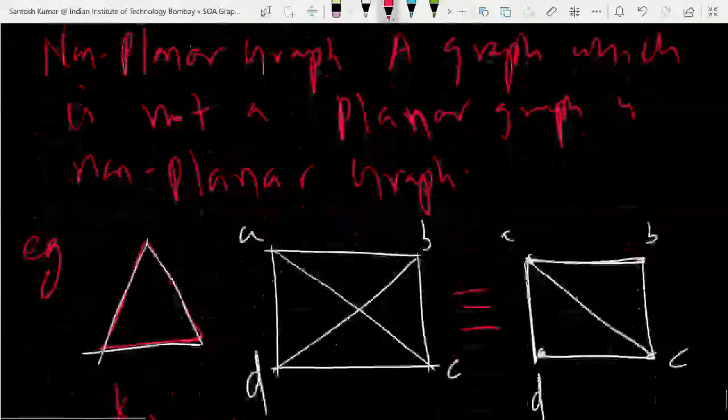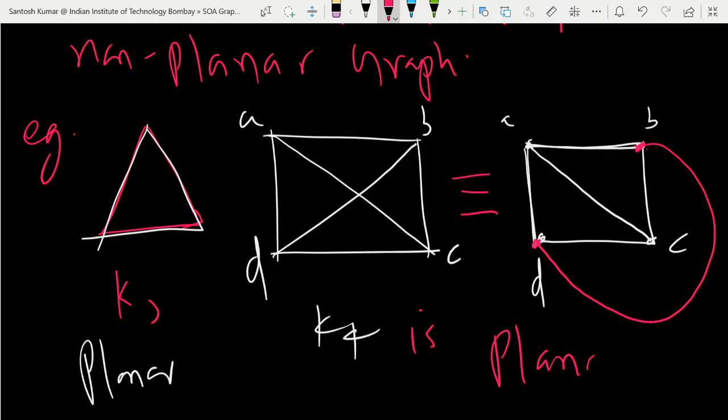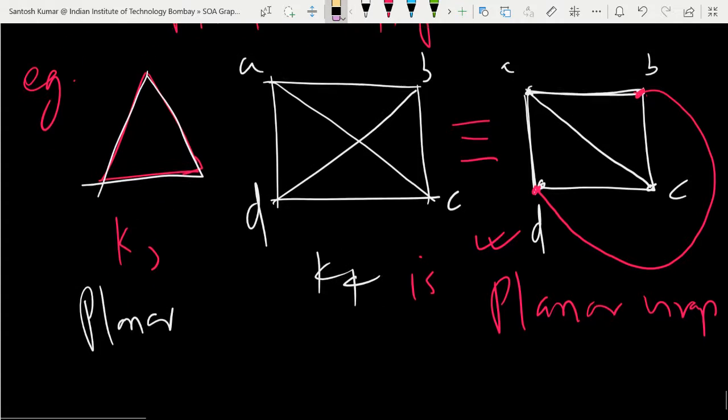No edges cross each other. You take the edge from outside, no problem. You can take it like this. Both are equivalent graphs, the same graph. So K4 is actually a planar graph. This was not the planar representation, but we can modify our representation. So this is a planar representation of K4. K4 is planar.